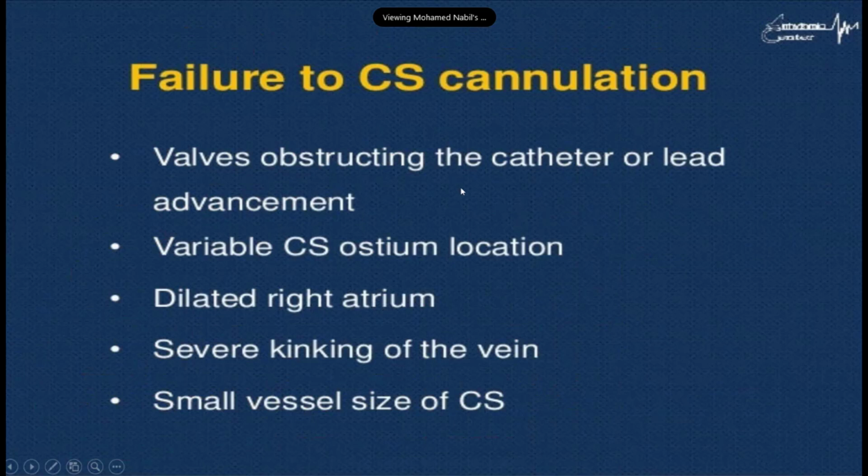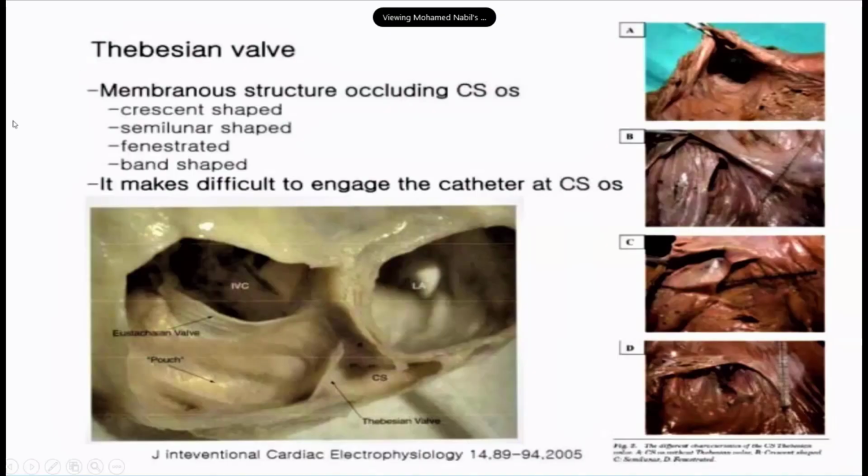There are multiple causes of difficult coronary sinus cannulation: valves obstructing the catheter advancement, variable coronary sinus ostium location, dilated right atrium, severe kinking of the vein, and small vessel size of the coronary sinus. The first valve that might obstruct cannulation of the coronary sinus is the Thebesian valve. It's crescent shaped, semilunar shaped, or fenestrated. This is the shape of the Thebesian valve obstructing the coronary sinus inflow.